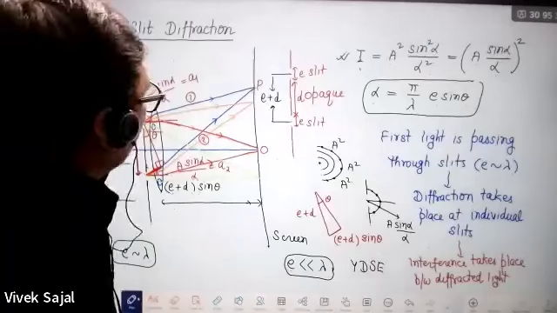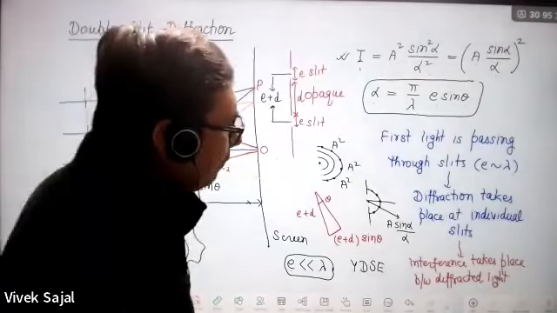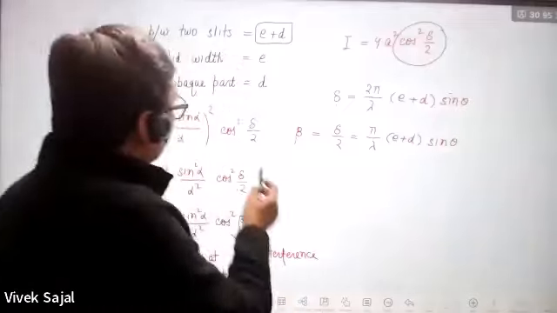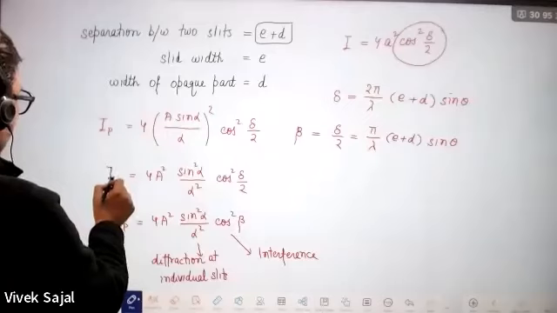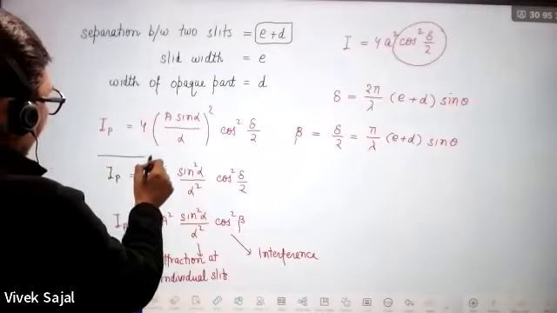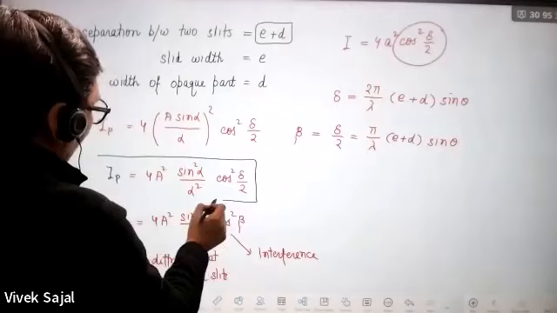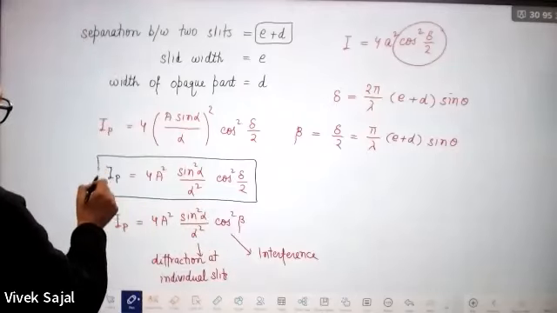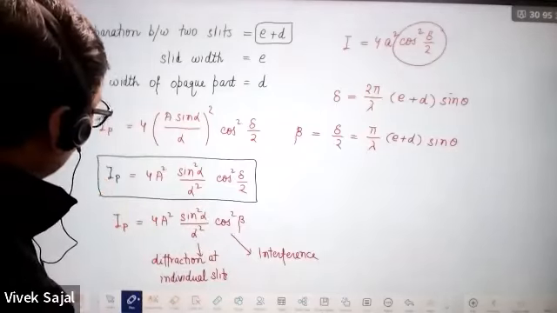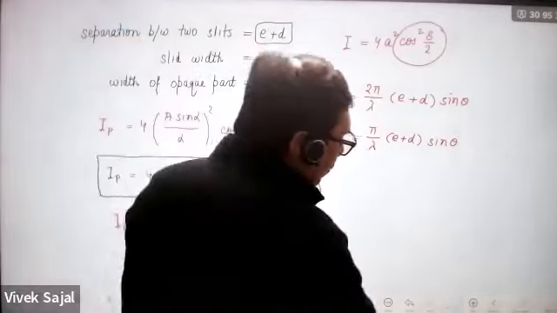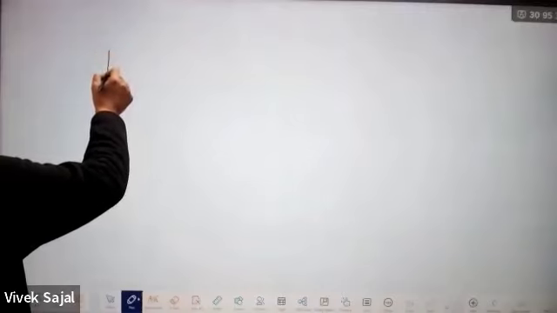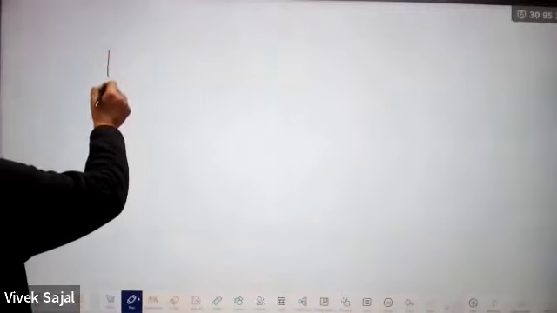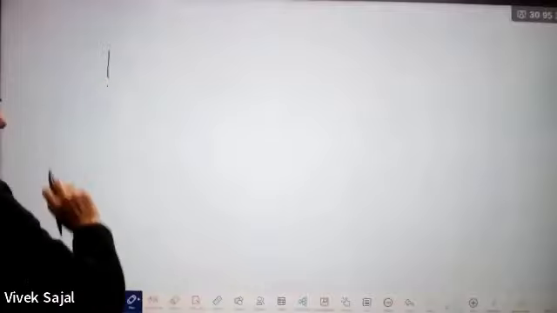Okay. So what is the intensity at this point? I find out this one. This is the formula of the intensity here. This is IP. Remember this formula. Now, what type of pattern you are going to get? I'm going to tell you what type of pattern you are going to get. Okay, before that, I will show you something else.